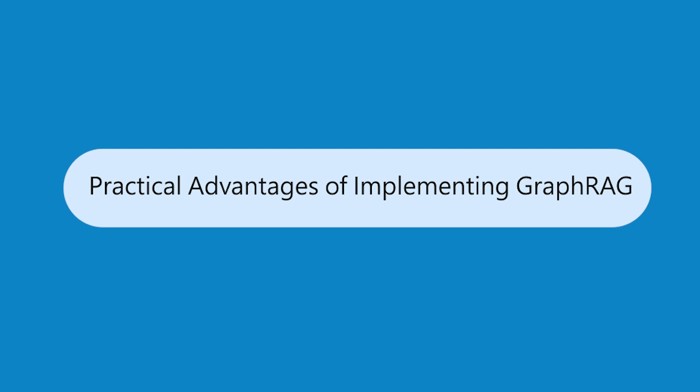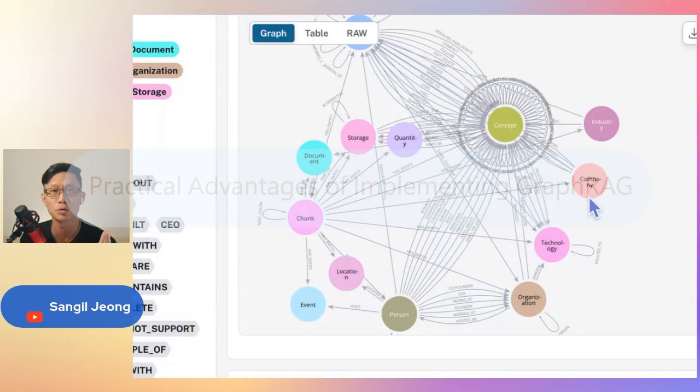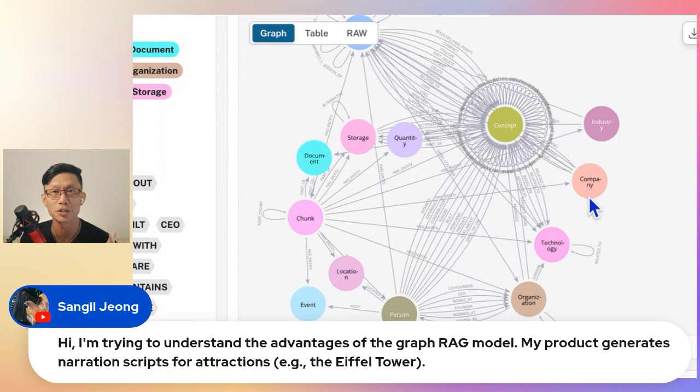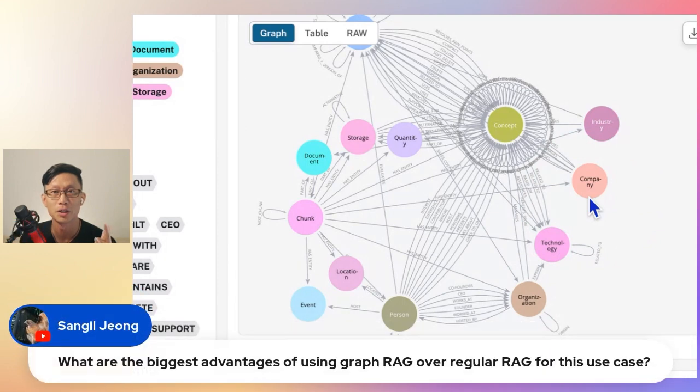So Sangil asks: I'm trying to understand the advantage of the GraphRAG model. My product generates narration scripts for attractions, for example, the Eiffel Tower. What are the biggest advantages of using GraphRAG over regular RAG for this use case?